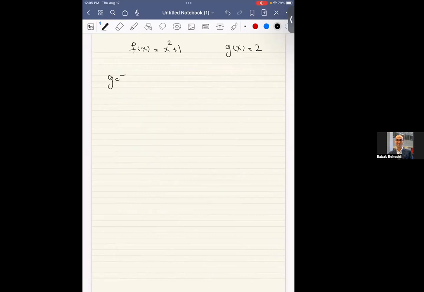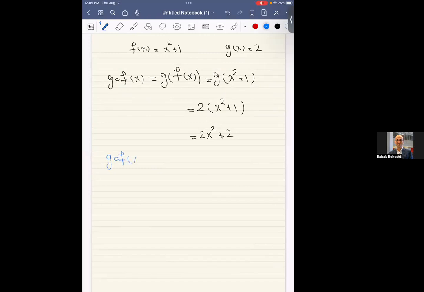Now, by definition, G of F of X is G of F of X. But we know that F of X is X squared plus 1. So it's G of X squared plus 1. So it's 2 times X squared plus 1. So that means it's 2X squared plus 2. Right? So GOF of X is 2X squared plus 2.